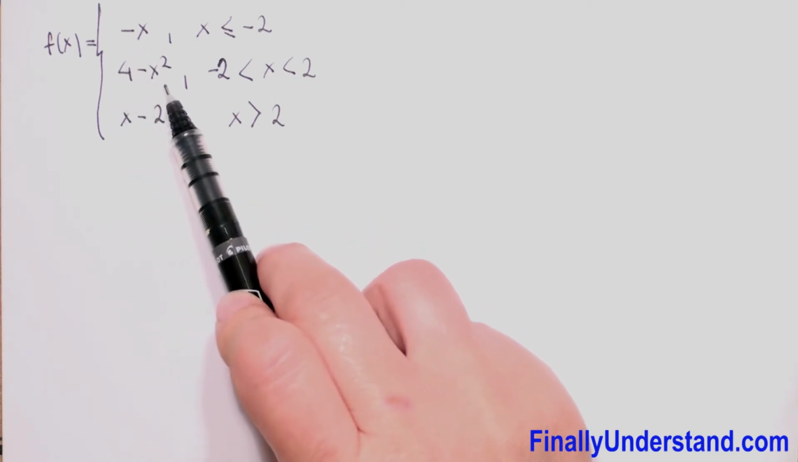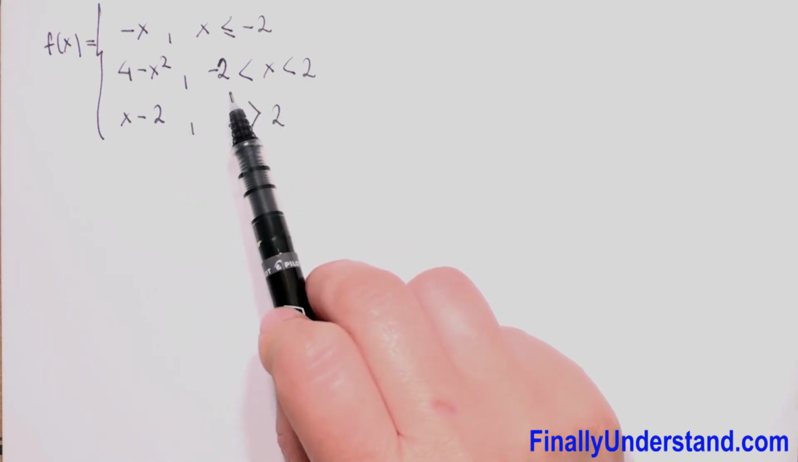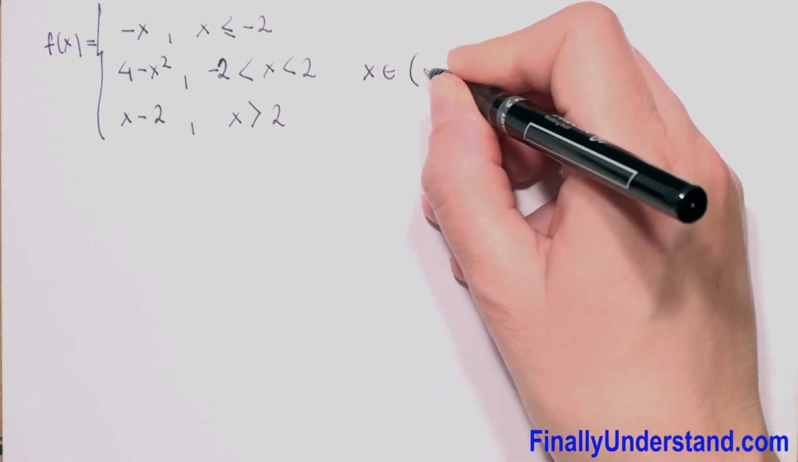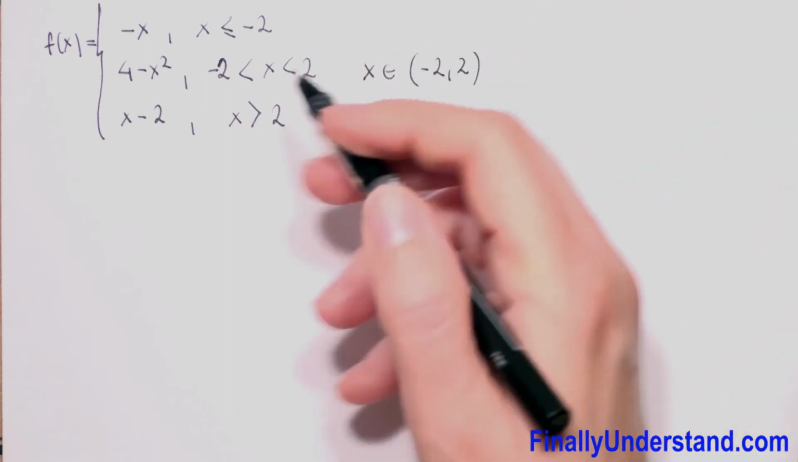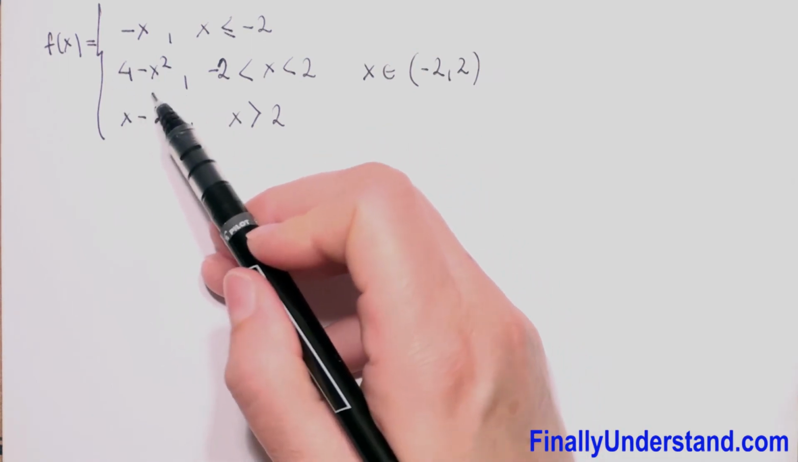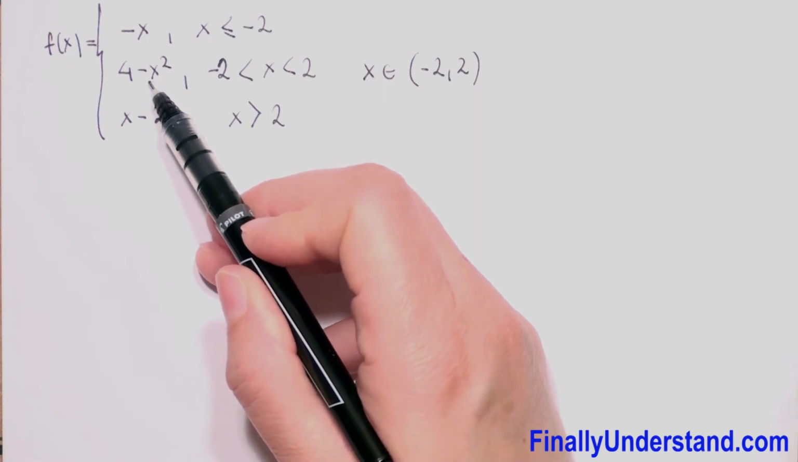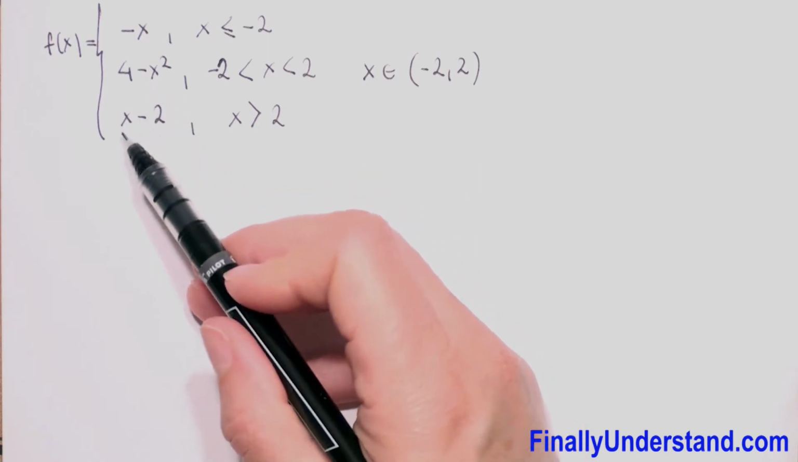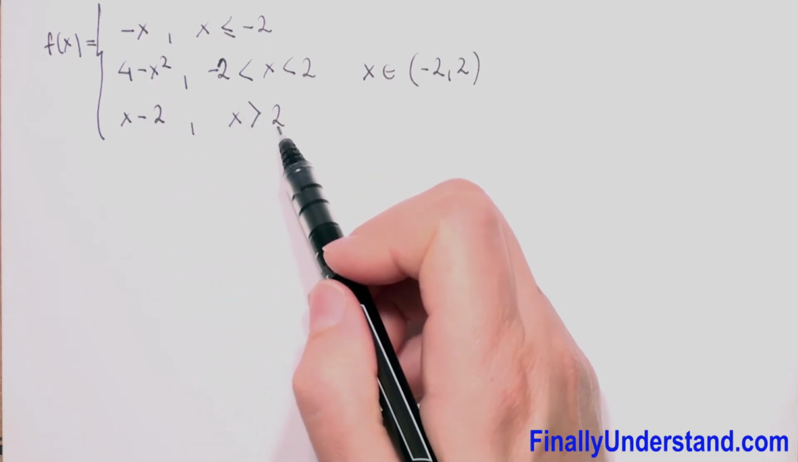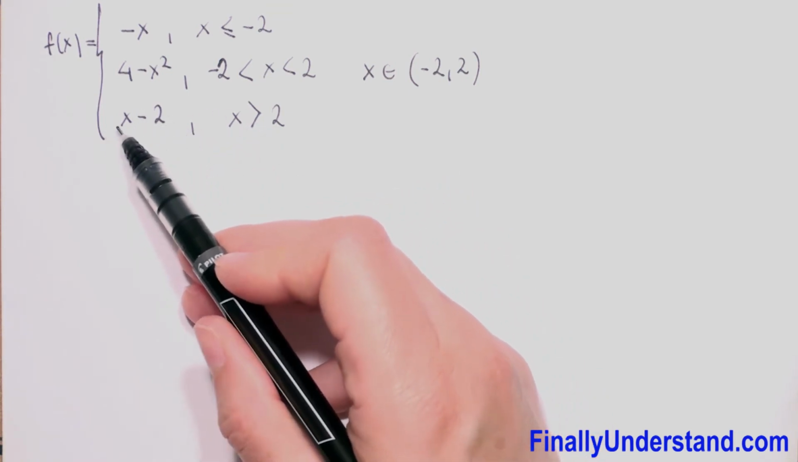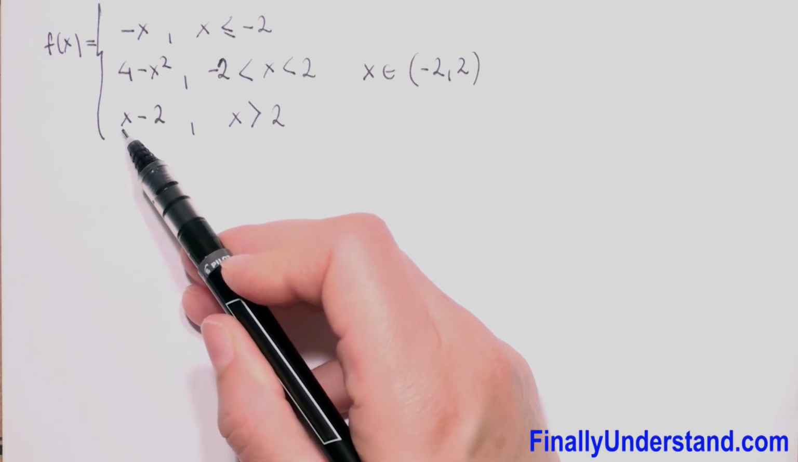The second part is for x greater than -2 and less than 2, so x belongs to the interval from -2 to 2. We have to draw a piece of a parabola because we have a quadratic function, and the parabola will open down because the coefficient before x squared is negative. For the third part, for x greater than 2, we have to draw a straight line again because we have a linear function and the coefficient before x is positive, so the line will increase.